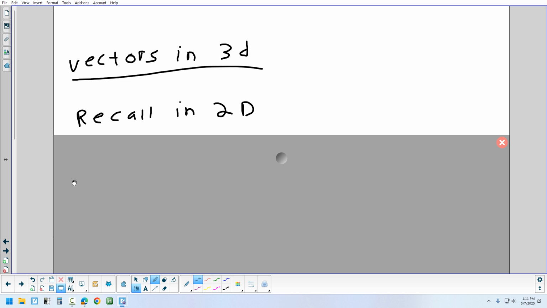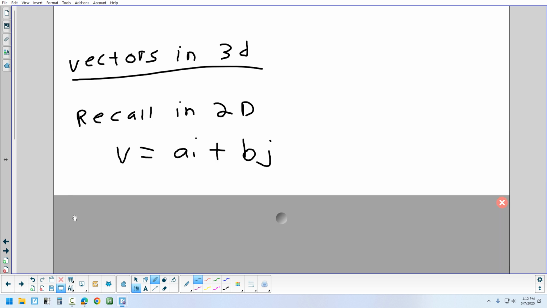In 2D, how many components does a vector have? It has a line and then an arrow, right? So how many components would be a number? 2. What are the 2 components? The line and the arrow. Those represent the magnitude and length and height. So components are directions, up and right, horizontal and vertical. Yes.